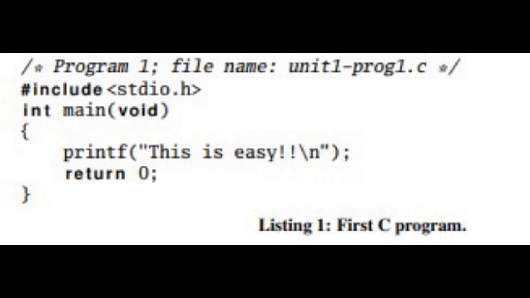1.3 A C program. The best way to learn C or any programming language is to begin writing programs in it. So here's our first C program. See the practical guide for instructions on how to compile and link programs. Look at the screen. Listing 1, first C program. There are a few important points to note about this program, points which you will find common to all C programs.